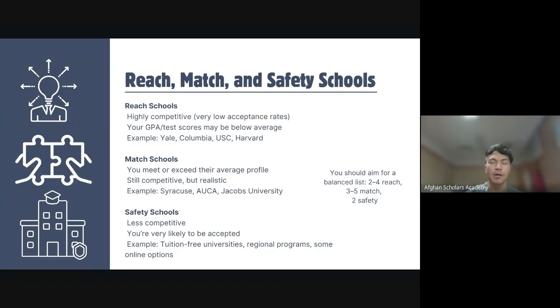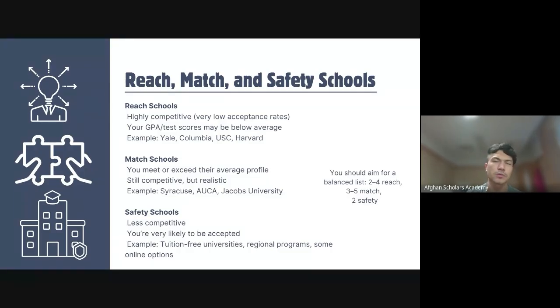This is how you should organize the sheet that you make for yourself to find those colleges and see if you really meet their qualifications, and how you can organize them in a way that you will not be confused or stressed. So reach schools are very highly competitive, with a very low acceptance rate, and they require you to be a very strong applicant.